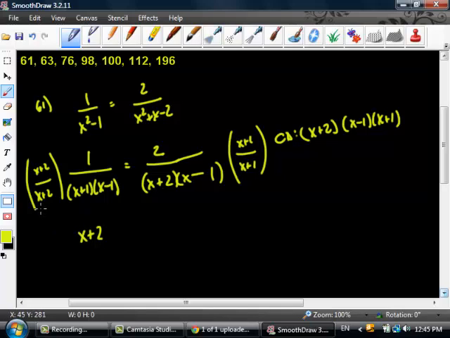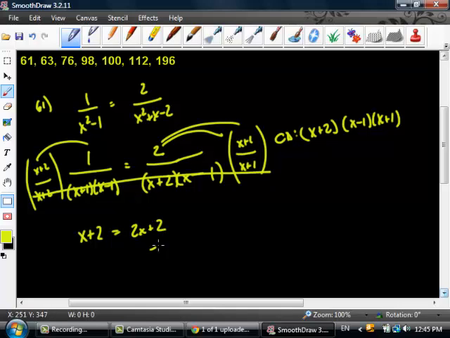Now, once I get common denominators in an equation, what can I do with my denominators? Andres? I can get rid of all of them. So what I end up with is x + 2 = 2x + 2. I'm going to go and subtract 2 from both sides. This is a piece of cake. x equals 0. Now check.